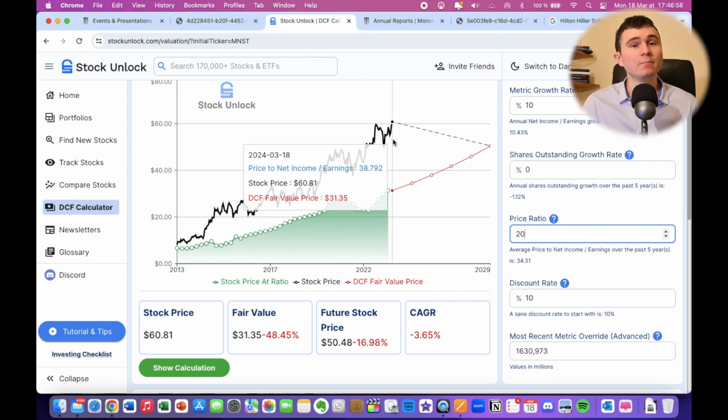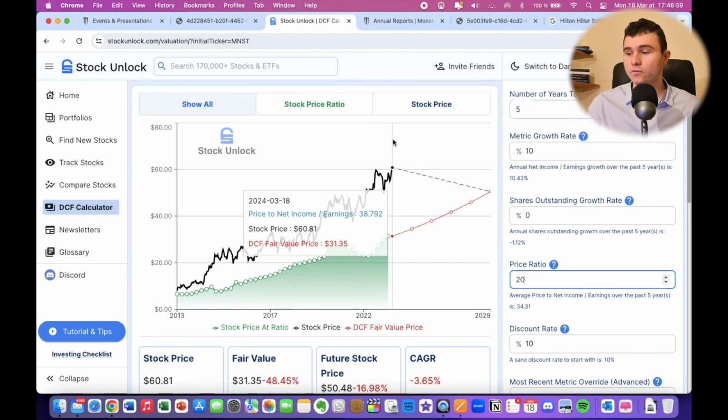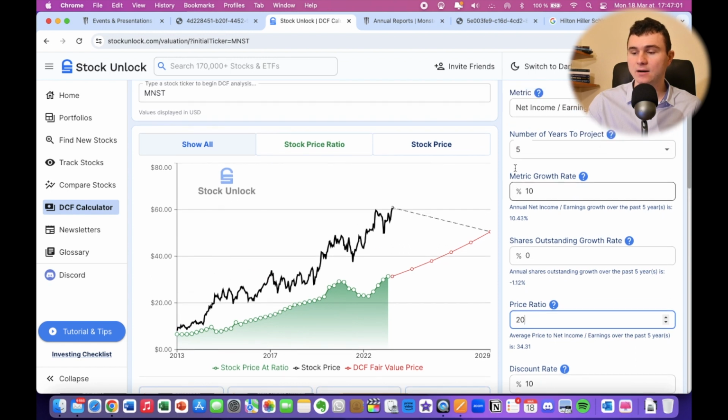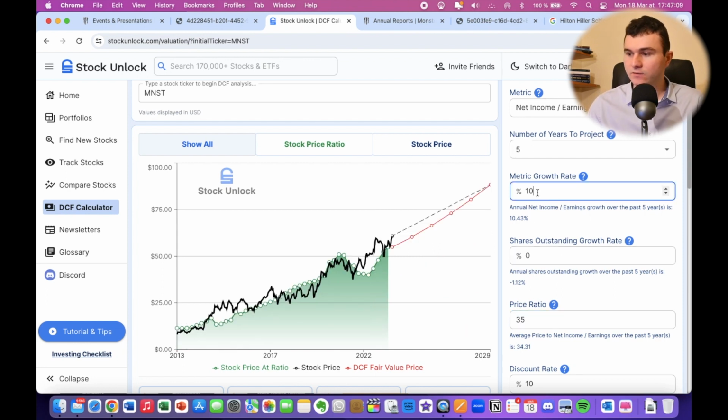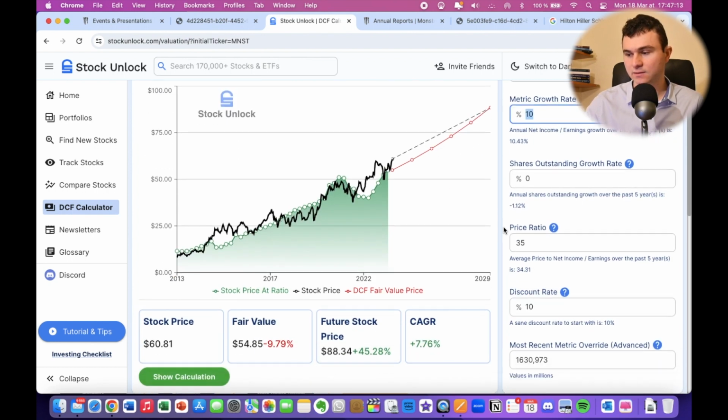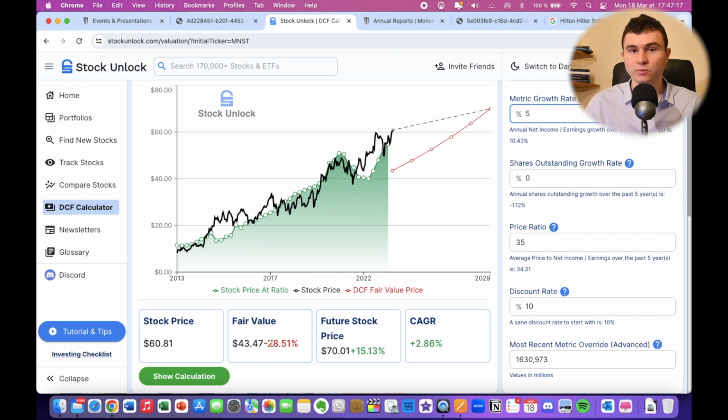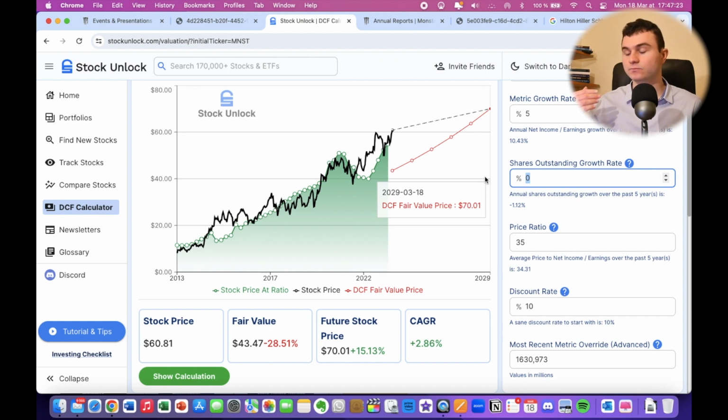If you want a big margin of safety, if your future forecasts are low and you don't think the business will grow nicely, and instead of, let's go back to a P/E of 35, okay? If you don't think the business will grow its earnings at 10%, but only 5%, instead of being 10% overvalued, it's 30% overvalued. If you think there will be some buybacks, it might change. If you think there will be share issuance instead of buybacks, it might change.